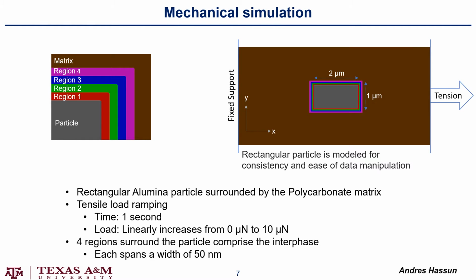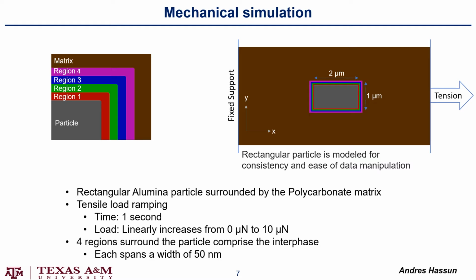Now, for my simulation, we used a rectangular alumina particle surrounded by a polycarbonate matrix. A rectangular particle is modeled for consistency and ease of data manipulation, as a rectangle has points all lined up on the same axis along its edges.